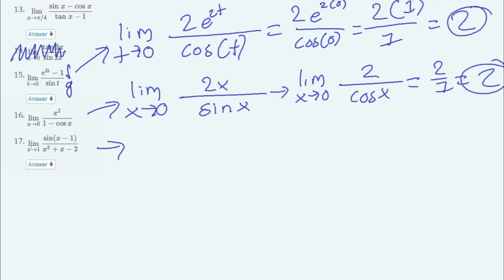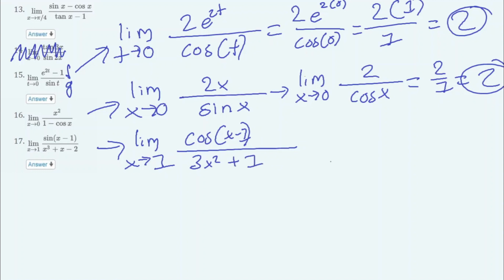And now let's take a look at number 17. Number 17 is a little bit bigger of a question. So we're going to have the limit as x goes to 1. Now we don't have anything to simplify, so we can just find the derivative. On the top, we're going to have cosine of x minus 1 times the derivative of whatever is inside, but the derivative of x minus 1 is 1, so we don't really have to put 1. And then on the bottom, we're going to have 3x squared plus 1.